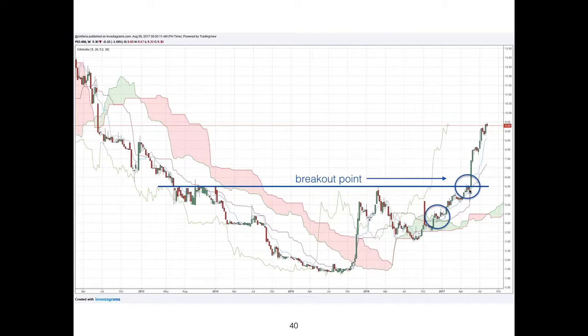If the Tenkan-sen or the Kijun-sen started to move sideways or to flatten at this area, you know that the consolidation will be longer. But it did not flatten at this area. In fact, it sloped upward at this area.